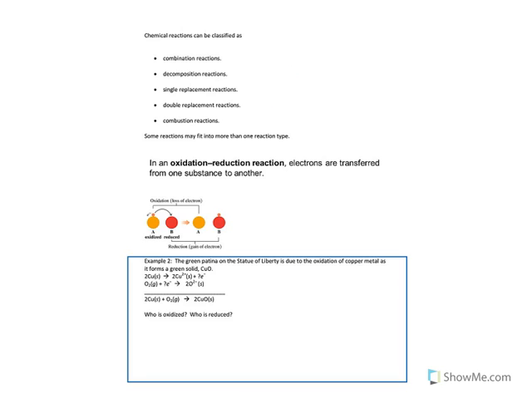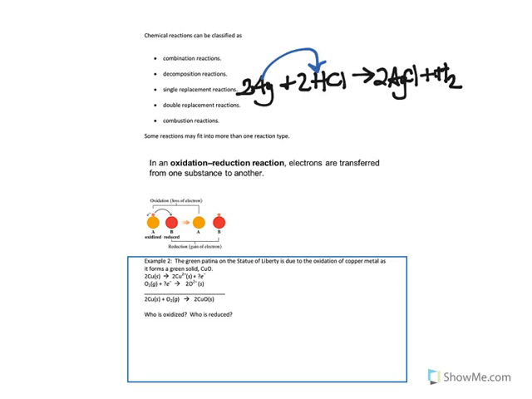Single replacement reactions also look like what they sound like. It is when one thing is taking the place of something else. For example, if you have 2 silver molecules plus 2 molecules of hydrochloric acid, you get silver chloride, AgCl, plus hydrogen gas. Okay. Again, the silver is replacing the hydrogen to form silver chloride and hydrogen gas. So this sounds just like it is. It is a single replacement. One thing is replacing something else.